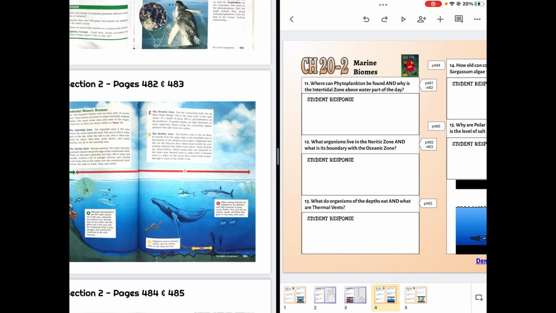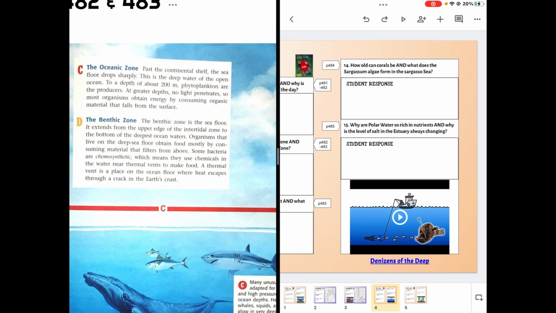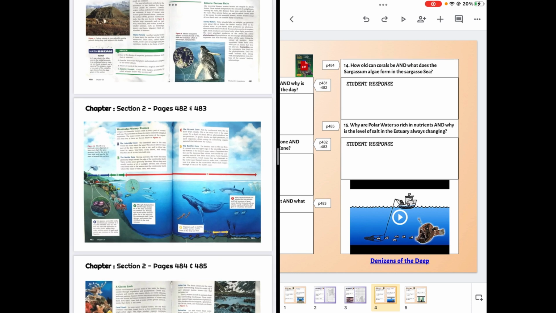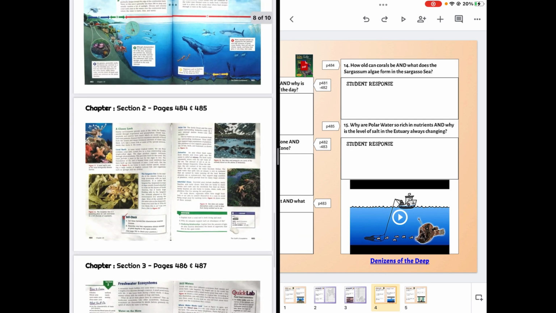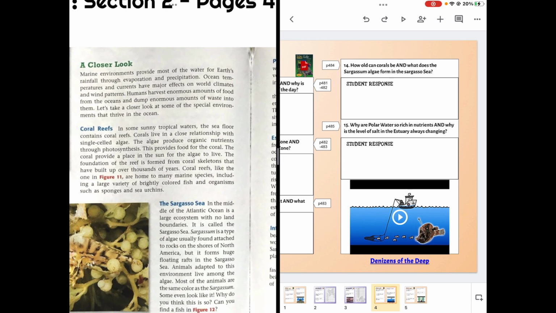And then what are thermal vents? So thermal vents, we're going to need to read in here. What is a thermal vent? It's in italics because it's kind of a vocab word, and you're going to describe what that means. How old can corals be? Now we're looking at specific biomes or specific habitats within the marine ecosystem. So in a coral reef, how old can corals be? Well, there's the coral paragraph.